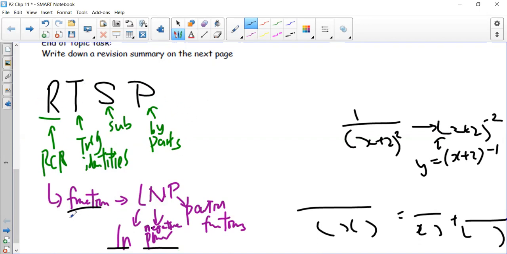But in the reverse chain rule, when it comes to a fraction, you also have three options to consider: LMP. L stands for ln denominator, and N is negative power. For example, if you have a fraction of 1 over (x plus 2) squared, you consider (x plus 2) to the power of minus 2. Then when you do reverse chain rule, you let y be (x plus 2) to the power of minus 1, because differentiating the power of minus 1 will give you minus 2. So L means ln denominator; in here you don't ln the denominator because you have the negative power. And P means partial fractions.